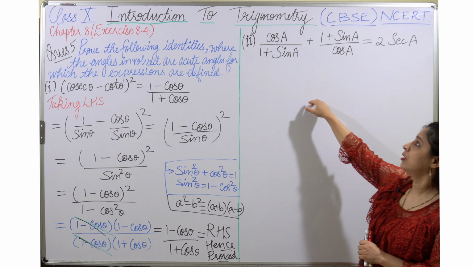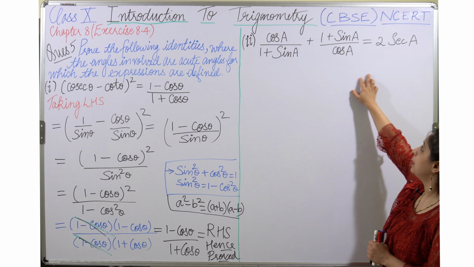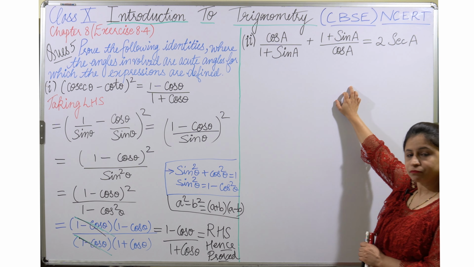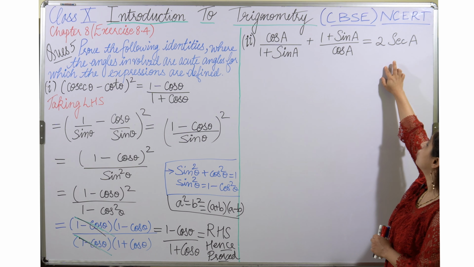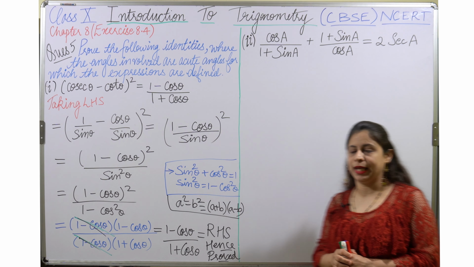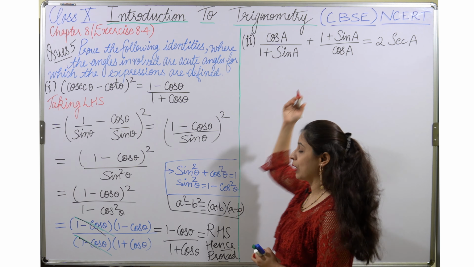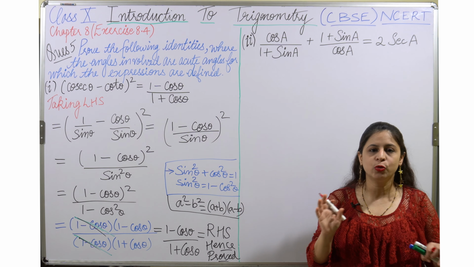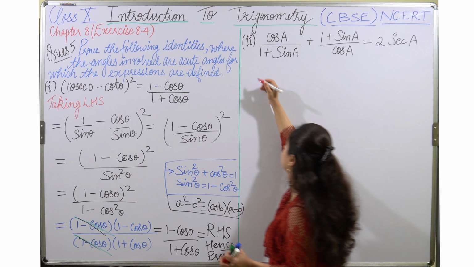On the LHS we are given cos A upon 1 plus sin A plus 1 plus sin A upon cos A. It has to be proved equal to 2 sec A. So again we will be taking the LHS. You can take either side and prove it, but taking the LHS will be easier for us.